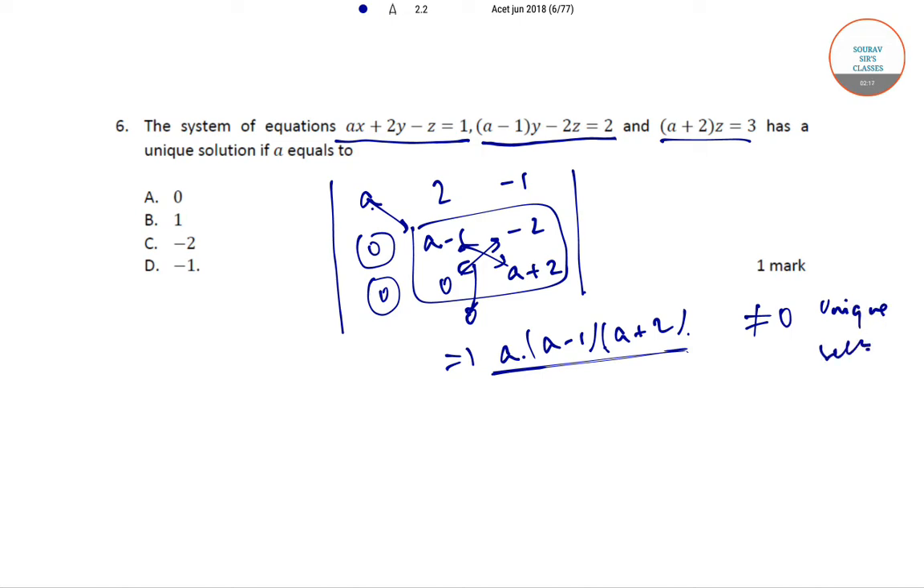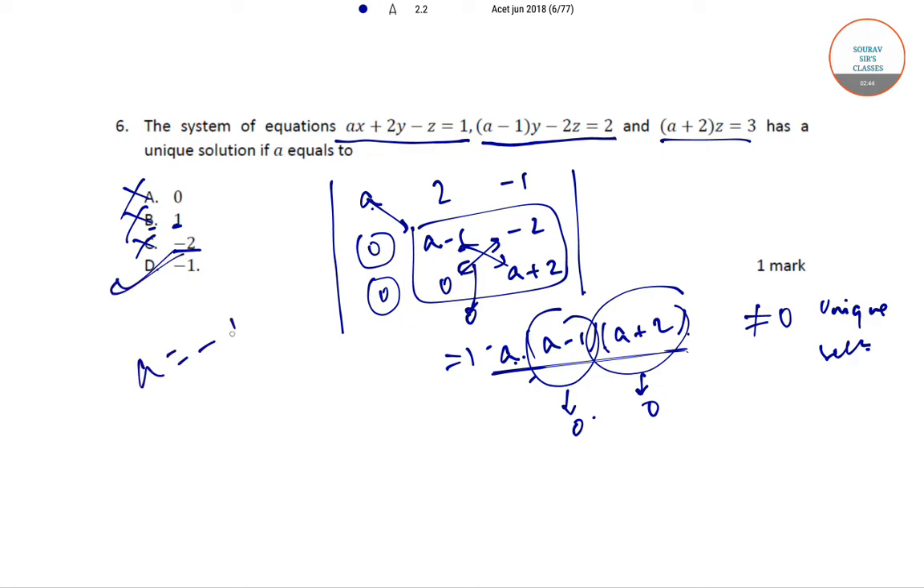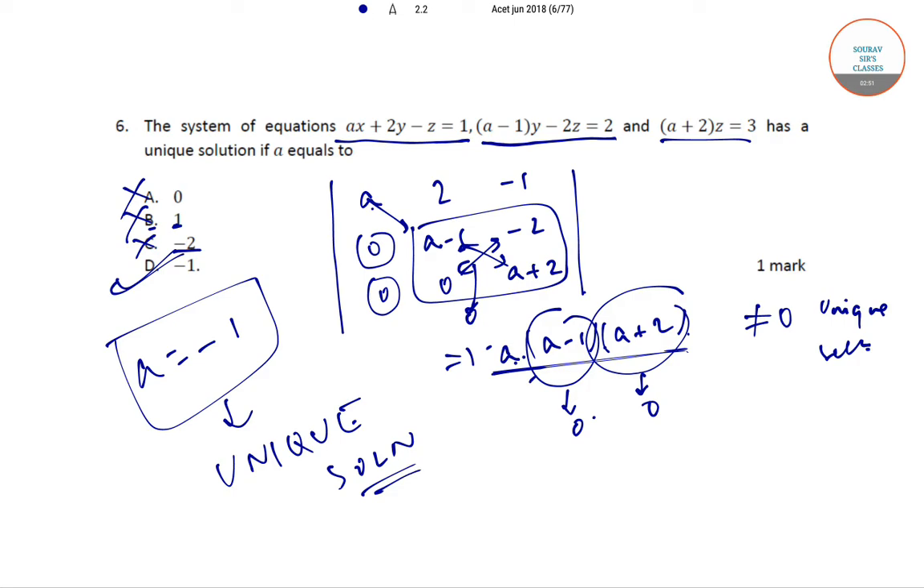So looking at the options, if a is equal to 0, this thing becomes 0, so a is not possible. If a is equal to 1, that is option B, again this term would become 0, so option B is incorrect. If a equals minus 2, this term would become 0, so C is incorrect. So option D, that is a is equal to minus 1, will give us a unique solution.